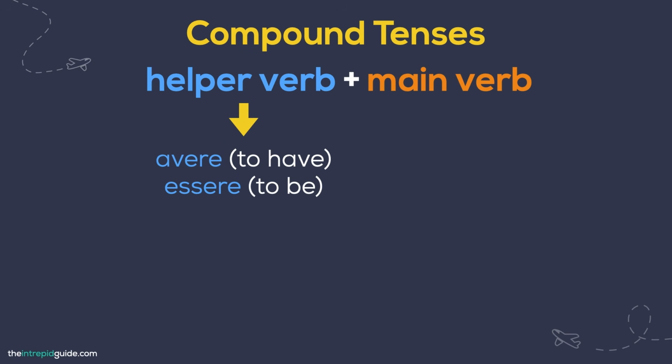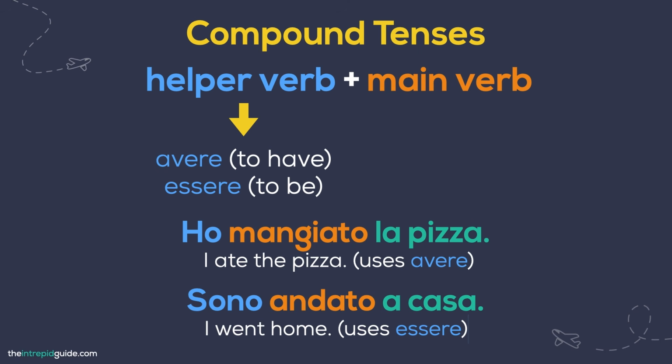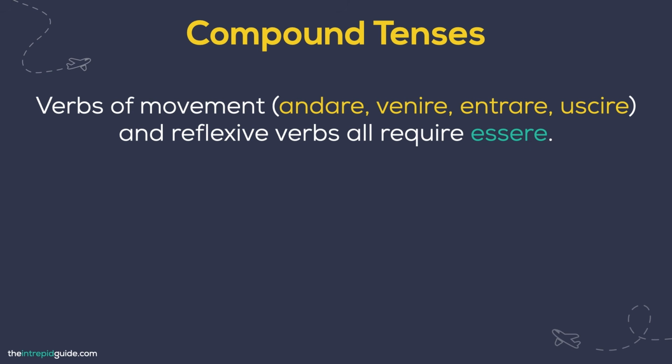Take a look at these examples. Ho mangiato la pizza. I ate the pizza. This uses the verb avere. But if you say, Sono andato a casa. I went home, this uses the verb essere. Literally, I am gone home. Most verbs in the past tense require avere, but verbs of movement such as andare, venire, entrare, and uscire, plus reflexive verbs, all require essere.